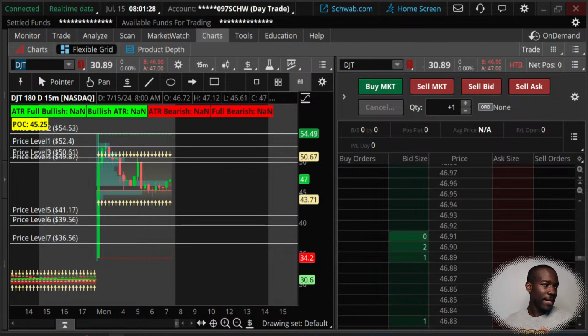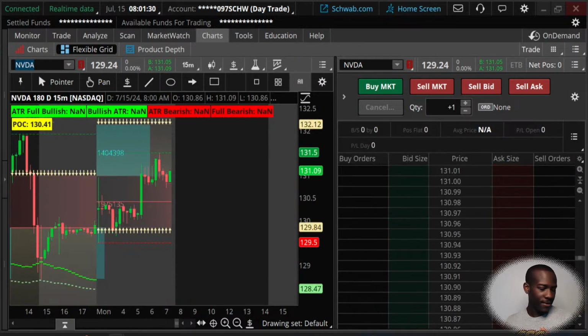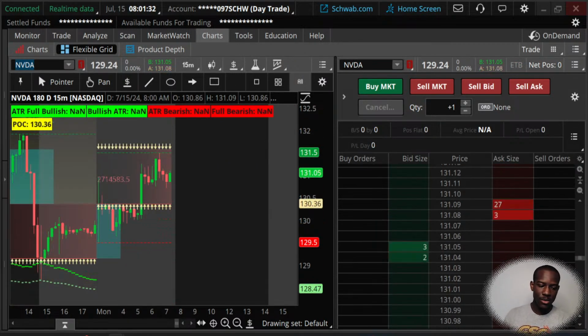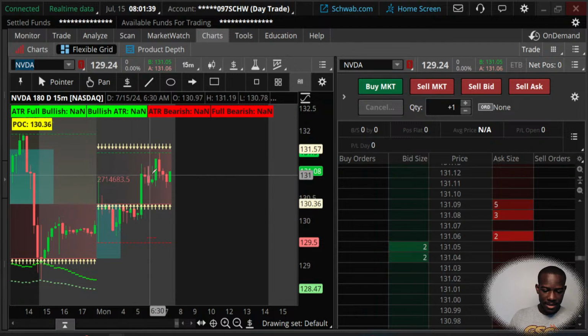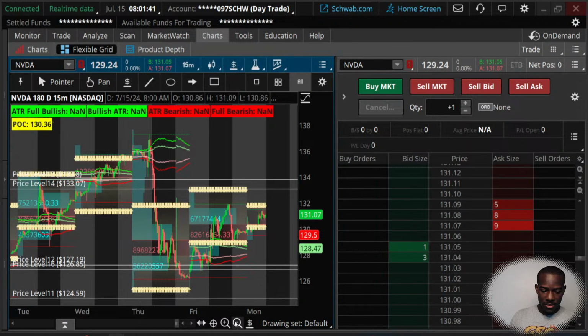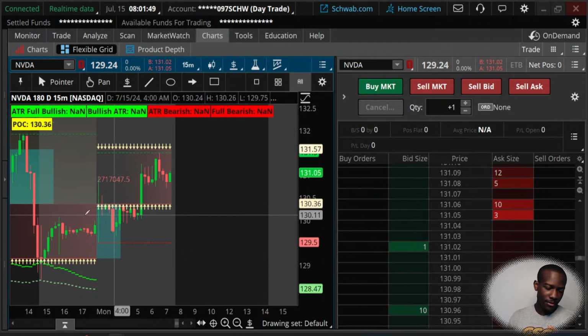But I'm also keeping my eye on Nvidia. Nvidia is still stacking and doing its thing here. It moved up from the 129s all the way to the 131s, after this huge fallout during the spy in the news that was released last week, and is recovering quite nicely.